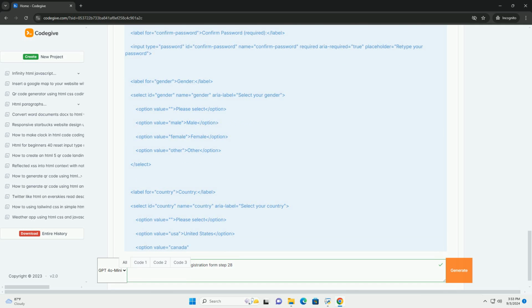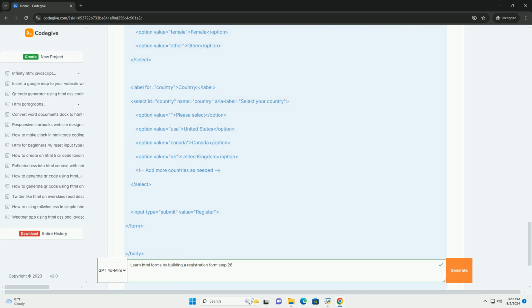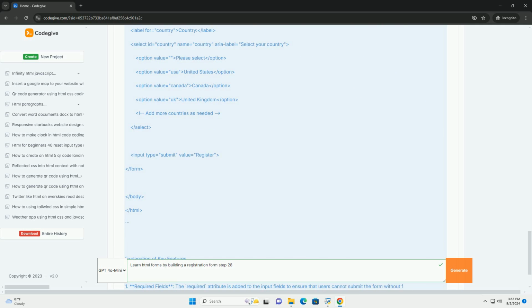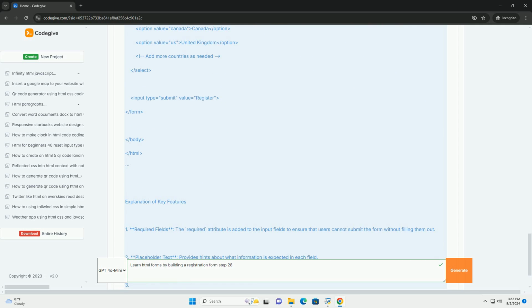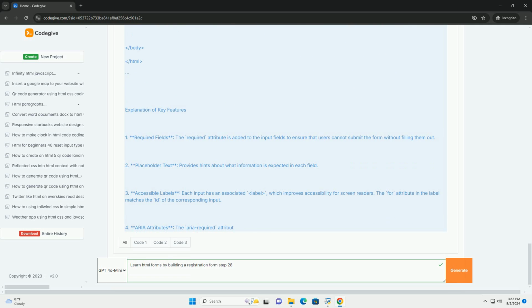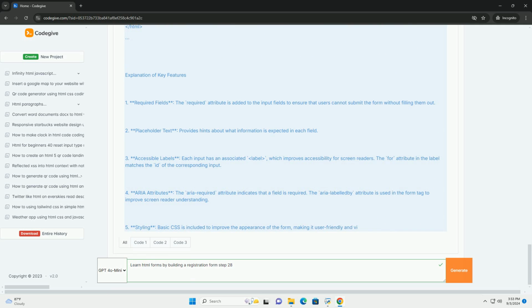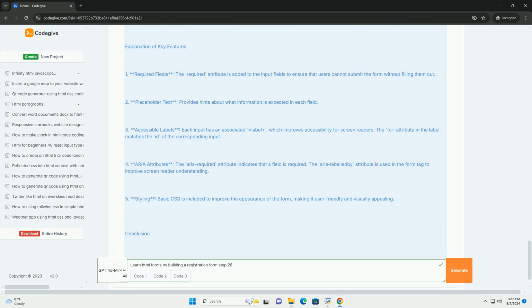Furthermore, the importance of accessibility is highlighted, ensuring that the form is usable for all individuals, including those with disabilities. By incorporating these elements, the registration form becomes not only functional but also intuitive and inclusive, ultimately leading to a better user experience.